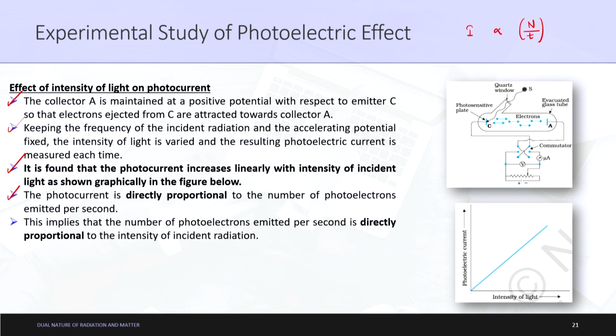This implies that the number of photoelectrons emitted per second is directly proportional to the intensity of incident radiation. Why? Because from this concept, N by T can be said to be directly proportional to intensity. So I may write it as photocurrent, so that there is no confusion between I of intensity and I of current. Photocurrent is directly proportional to the number of photoelectrons emitted per second, and this implies that the number of photoelectrons emitted per second is directly proportional to the intensity of incident radiation. Let us move on then.